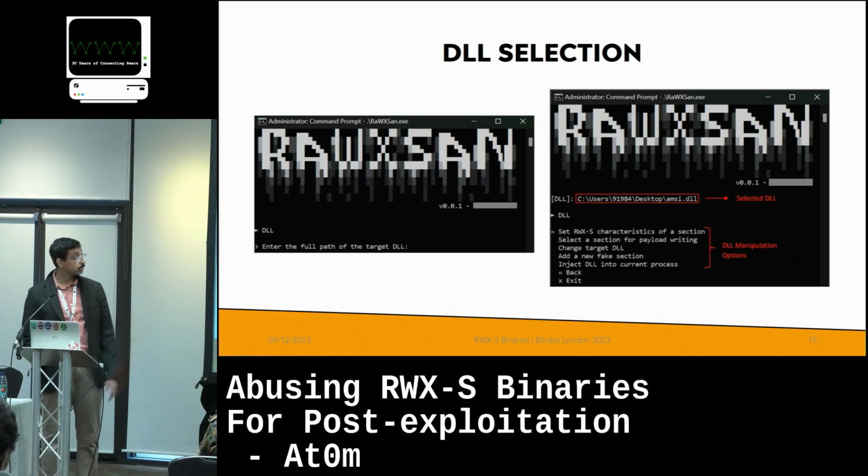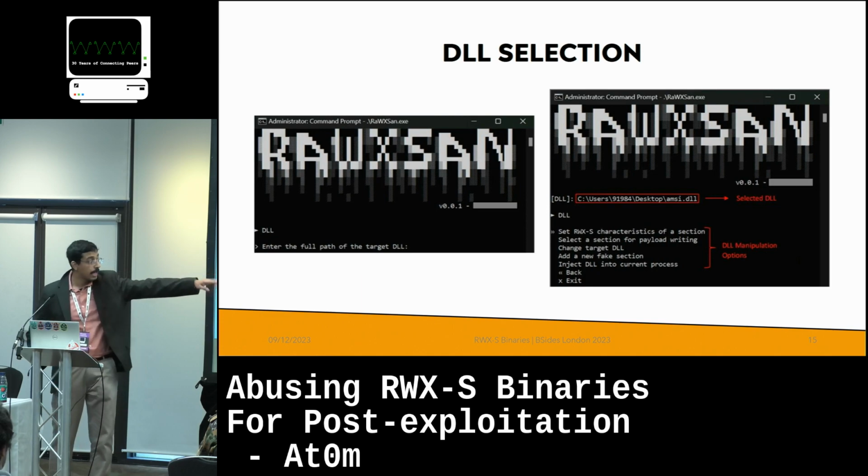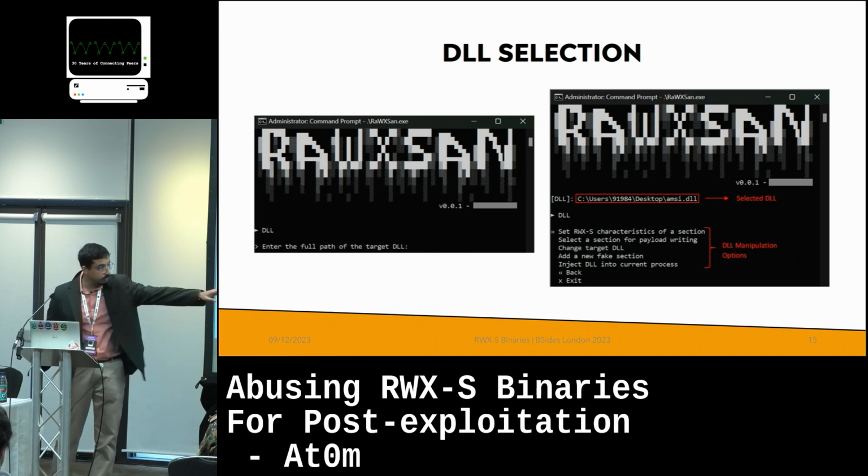So just a quick run through of how the menu looks, which I spent an insane amount of time on, more than the coding. The target DLL, you just put in your path. You have it written right there. And you get a set of options to select which particular section you want to modify, whether you want to change it, whether to even add a whole new section if you'd like.